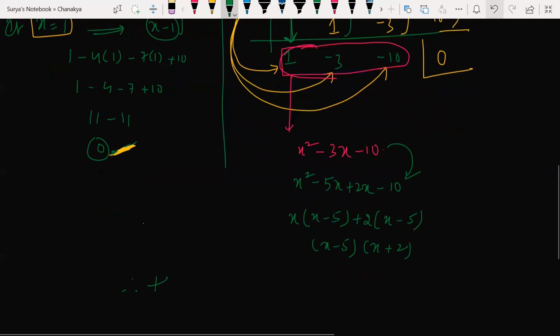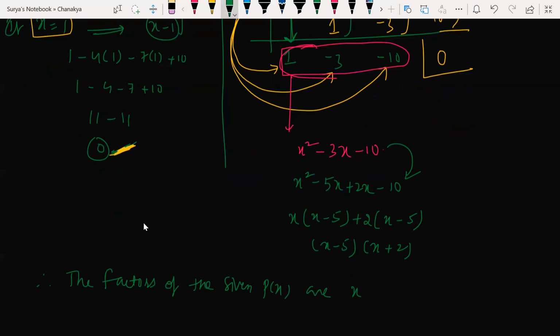Therefore, the factors of the given p of x: x equal to 1 can be written as x minus 1. So x minus 1, x plus 2, and x minus 5. These are the factors of the given polynomial.